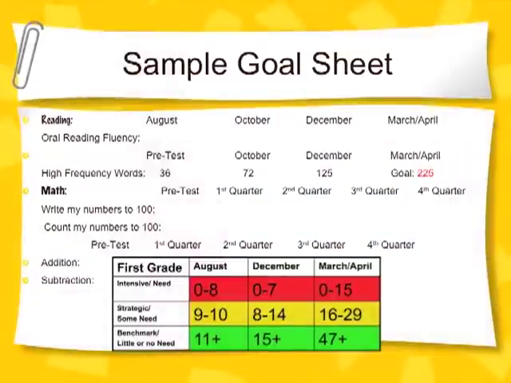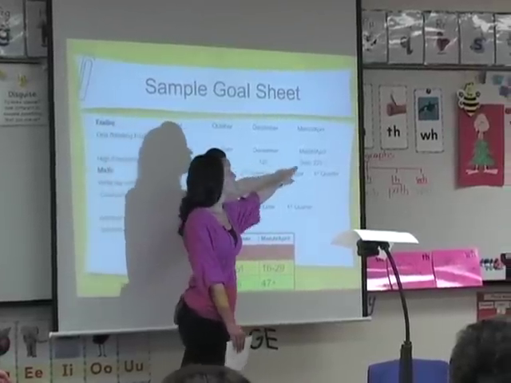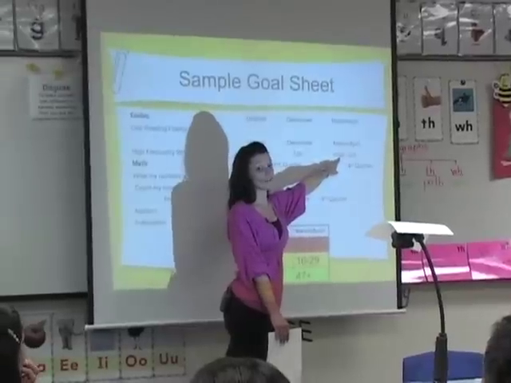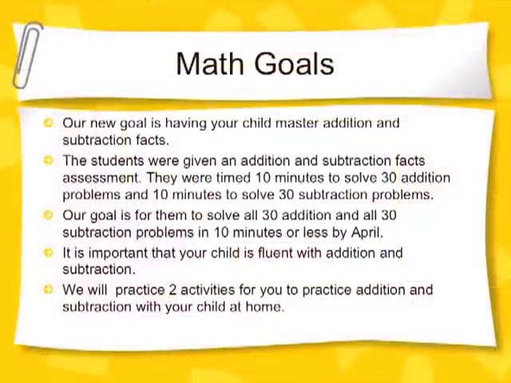And then again, this is just my sample goal sheet that I created for myself at the beginning of the year. My pre-test was 36 words. If I tested myself again in October, I improved by 72, then up to 125, which means I'm not at that 225 yet. So my goal is to read 225 by the end of March, beginning of April.